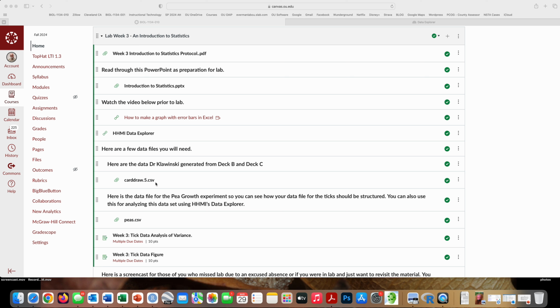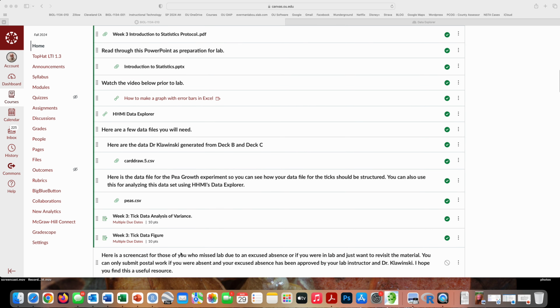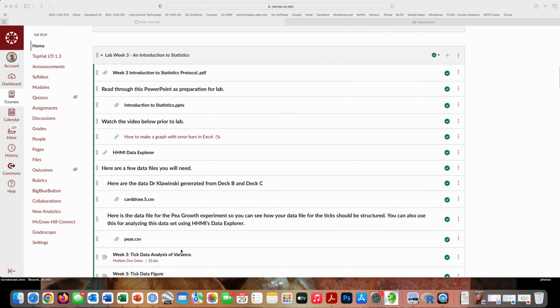So we're going to send them through an exercise where they draw 5 cards from a deck of cards. And these are data that I generated doing that exercise that are incorporated into the protocol up here. And then there's also a data set of the first ANOVA that they're going to do together in class. This is the P growth increment data. And then there are places for them to turn in their analysis of variance that they will do on their own and a figure that they will create. And those are the only things that you really need.